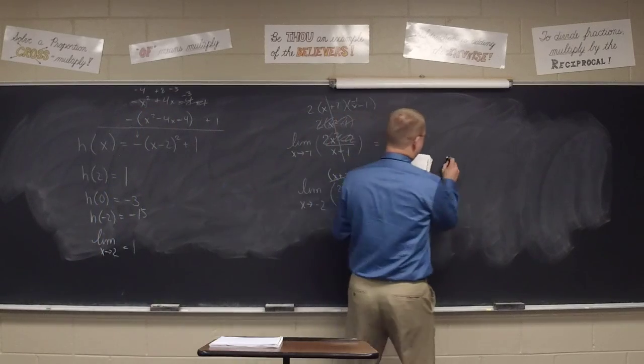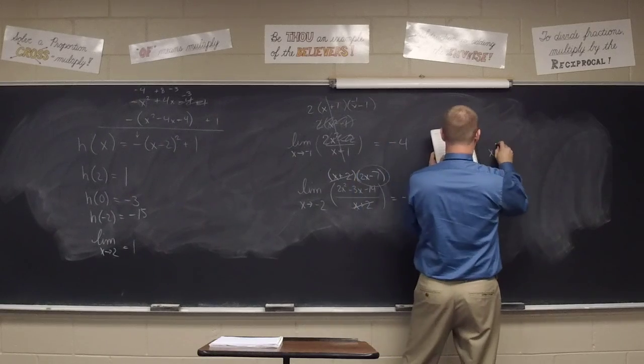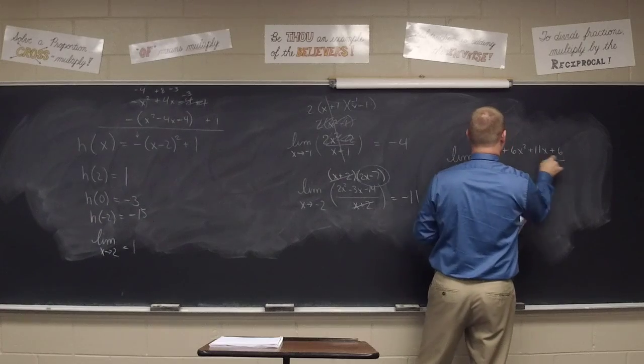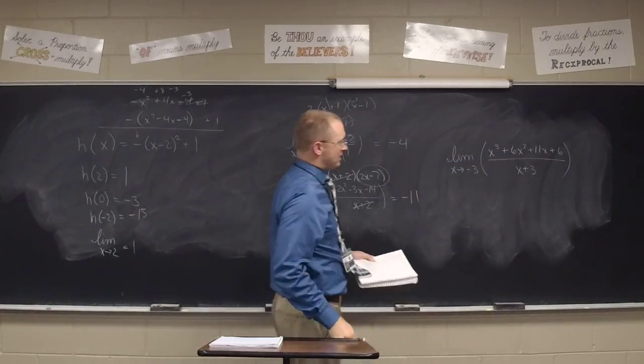Number 12, we have the limit as x approaches -3, then x cubed plus 6x squared plus 11x plus 6 all over x plus 3. Quentin, thoughts?